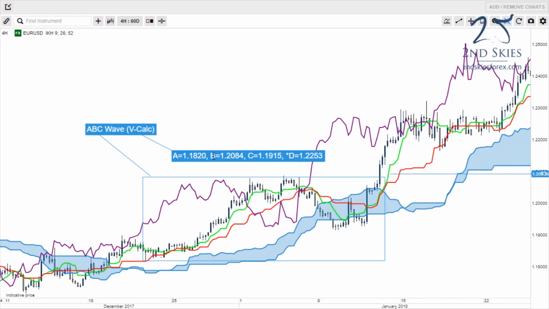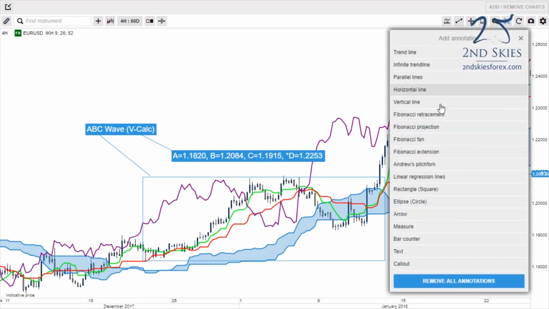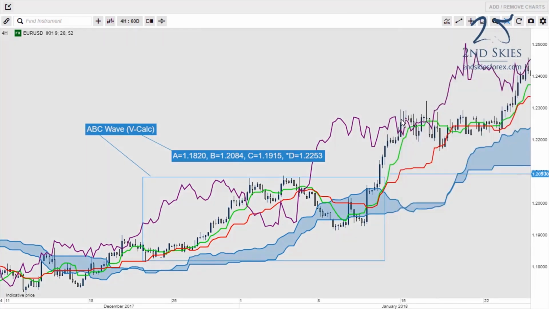When you do the math and you do the V calc, here's your A, here's your B, here's your C. So that comes out at 2253, which is this little thrust up here. That's roughly where your profit target is. So we can see with the V calc, by taking the break of the B, we have the least amount of profit potential in this one here.